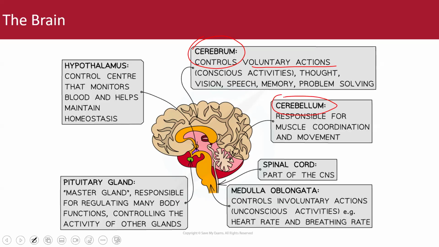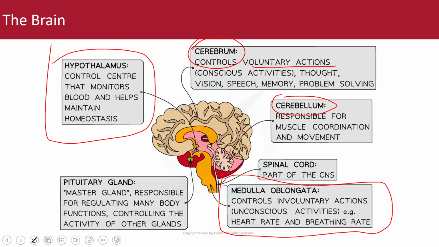Cerebellum, muscle coordination. That is the soft bit right at the back of your head. You bang that, you're in trouble. Medulla oblongata. Remember I talked about that previously and I said it's separates only. That is your involuntary, which is basically the top of the spinal cord. Heart rate, breathing rate.